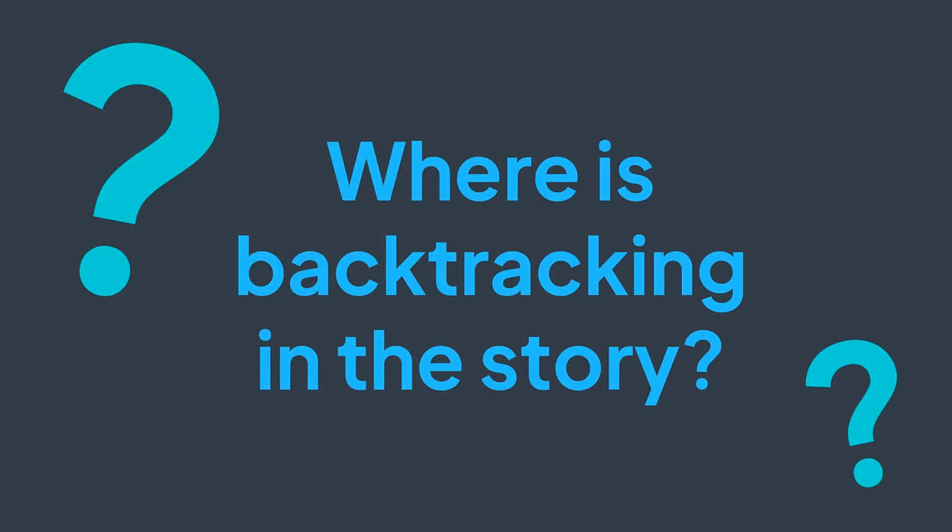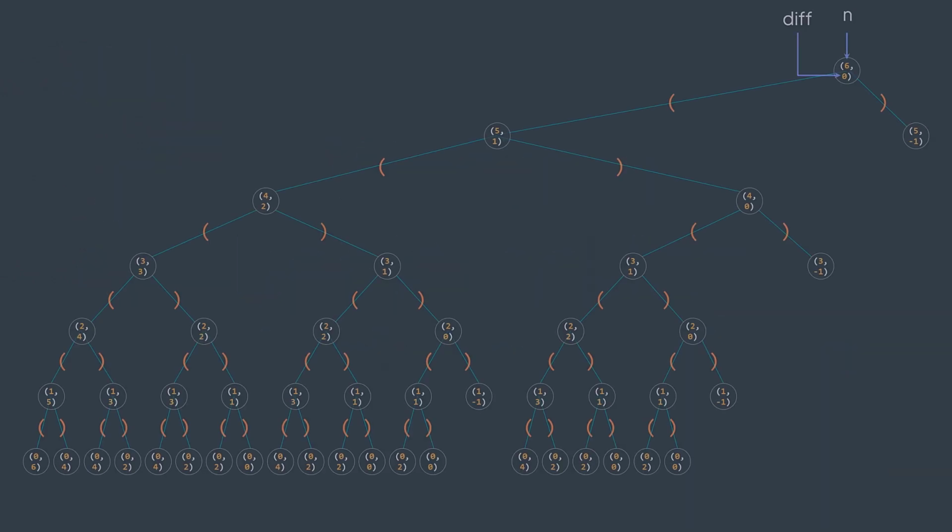Let's see an example. With n equal to 3, we get this recursion tree. If you're wondering why n starts at 6, it's because the n given as input represents the number of pairs, and in n pairs we have 2n parentheses, so we multiply by 2 because we're adding 1 parenthesis by level. When we go to the left, we add an opening one and increment diff, and when we go to the right, we add a closing one and decrement diff.